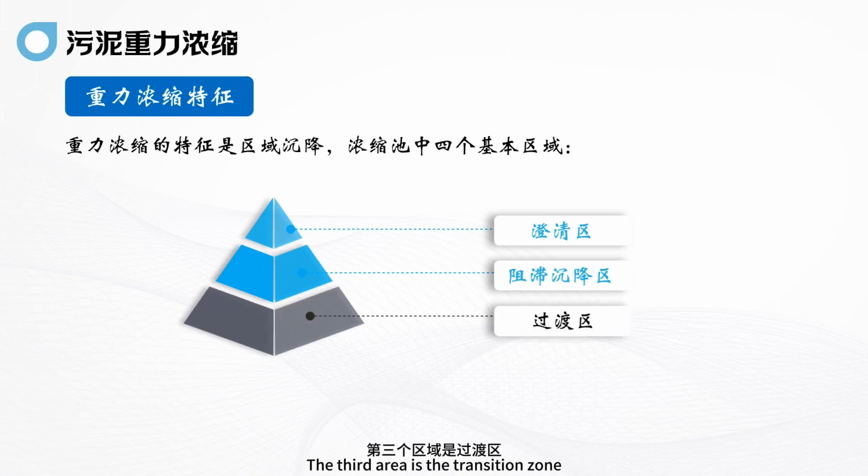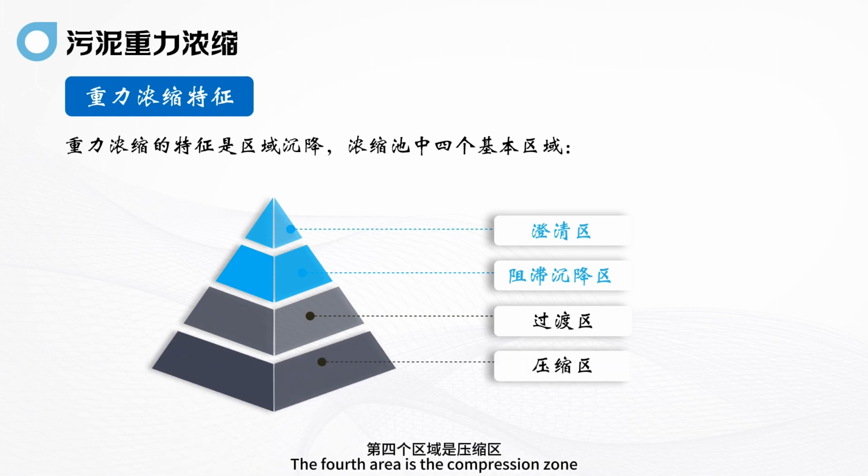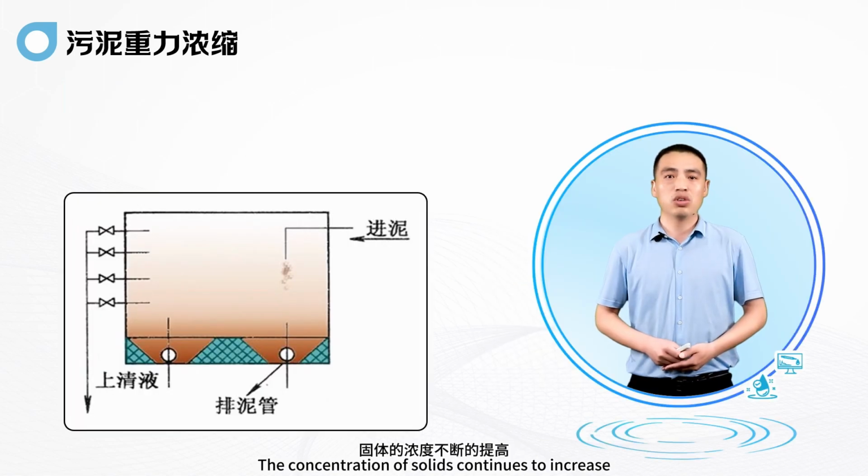The third area is the transition zone. Its characteristic is a decrease in solid settling rate. The fourth area is the compression zone. In this area, due to the aggregation of sludge particles, the interstitial water in the sludge is squeezed out. The concentration of solids continues to increase.